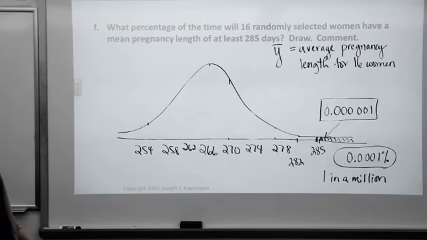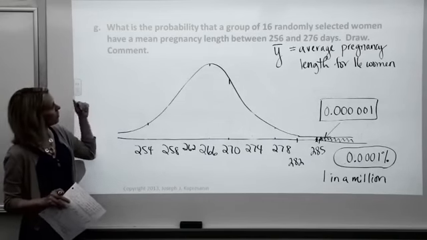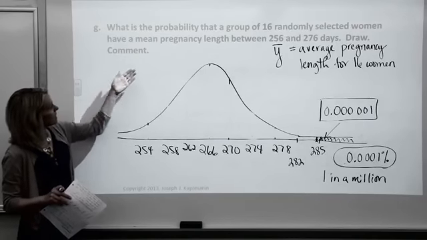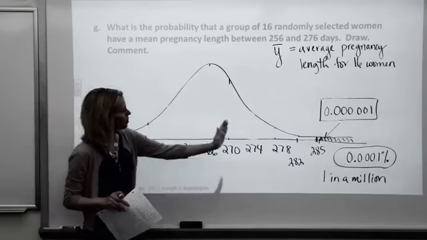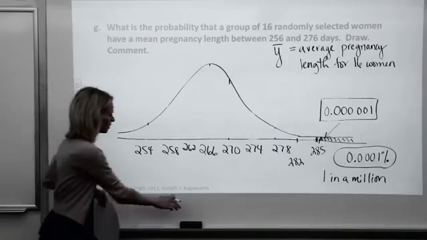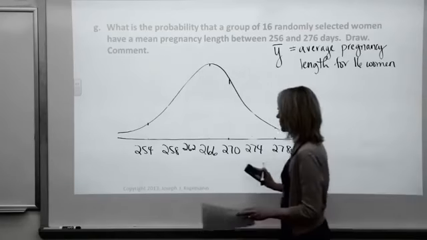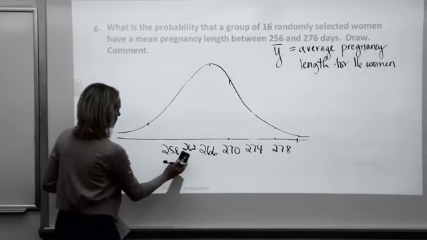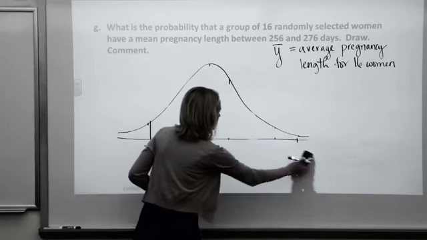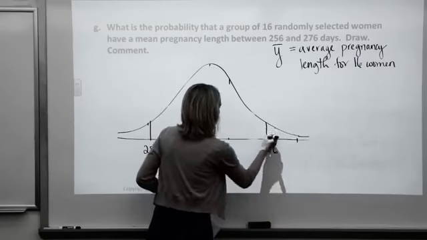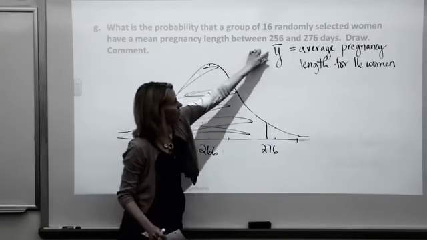All right, I think we've got one more. Still looking at a group of 16 women. What's the likelihood that the mean pregnancy length, again for all 16, is between 256 and 276 days? So I'll clean up this picture. I would encourage you to draw a new picture. Up here. And we're looking for this area here. Again, still average length of pregnancy.